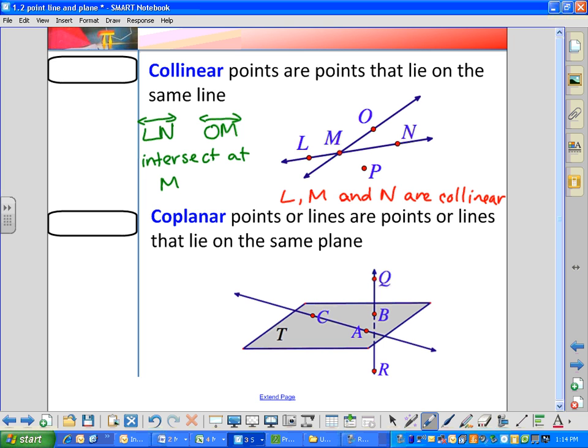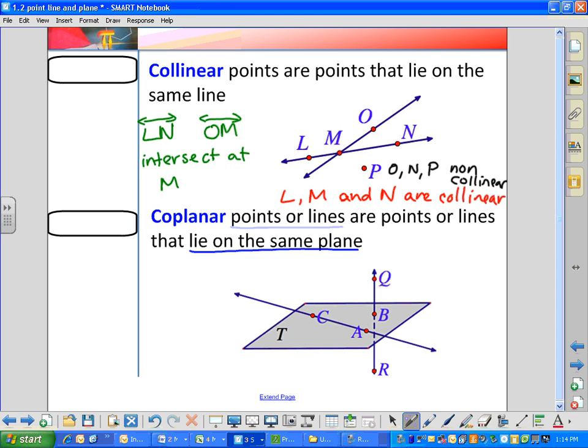Another thing that I could say is that if points aren't collinear, we call them non-collinear. So I could say O, N, and P are non-collinear. Just like collinear, we also have coplanar. And the root word of coplanar, of course, is plane. So this has to do with being on a plane. So coplanar points or lines are points or lines that lie on the same plane.